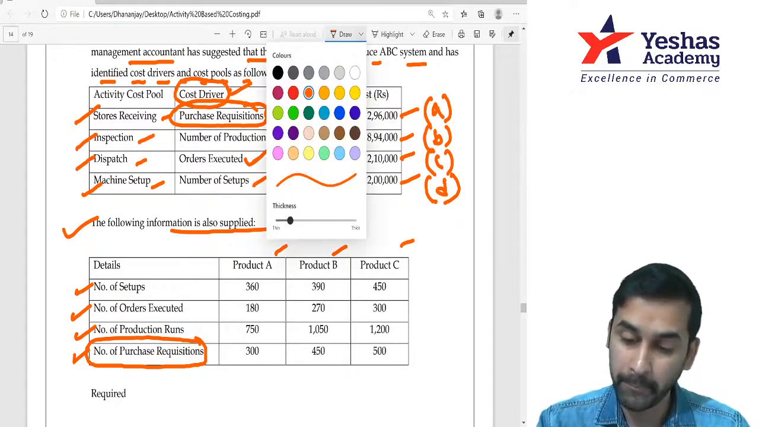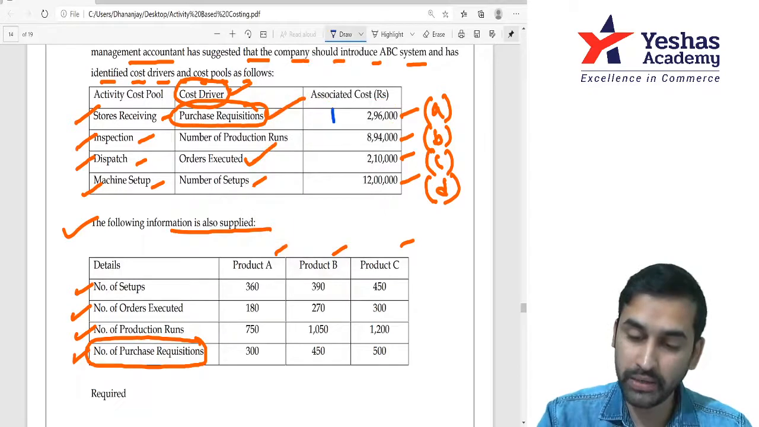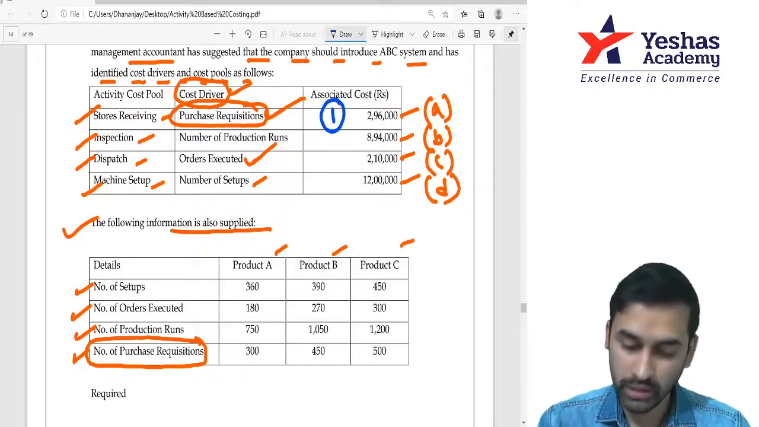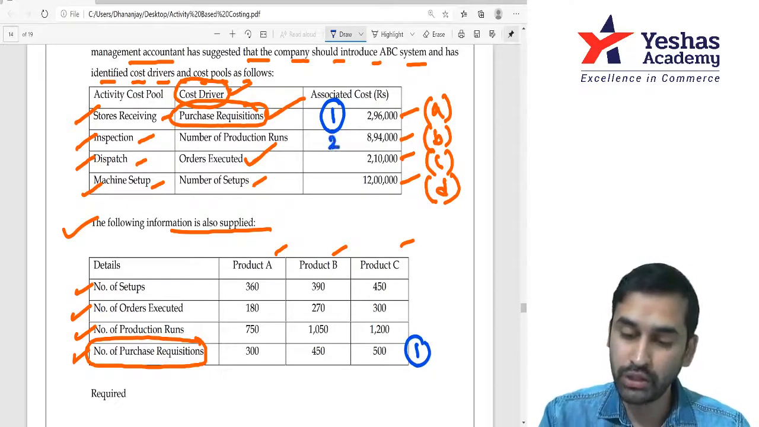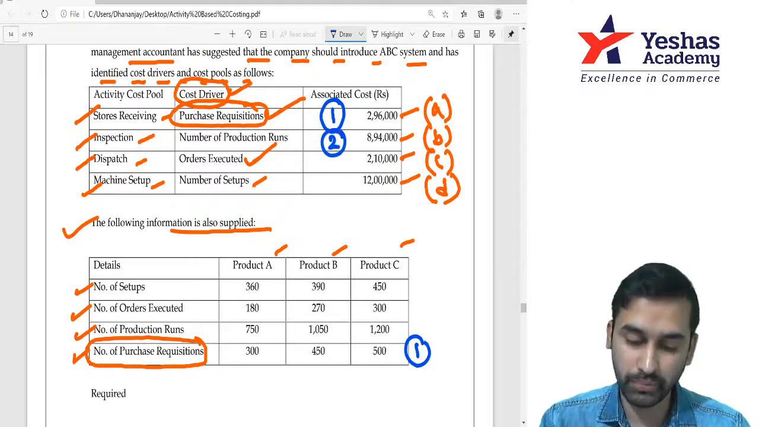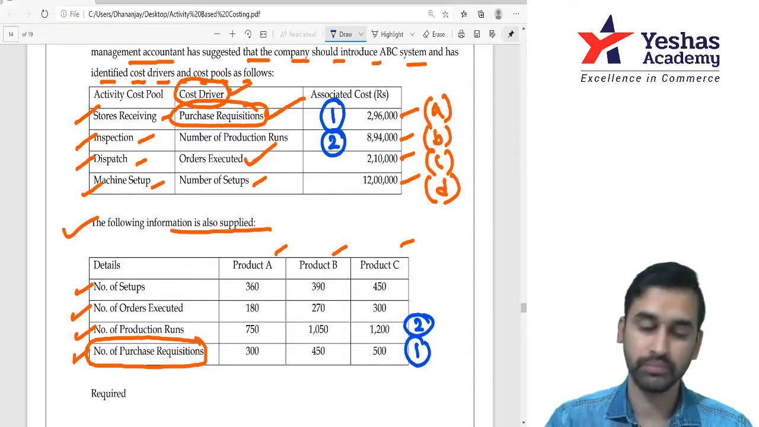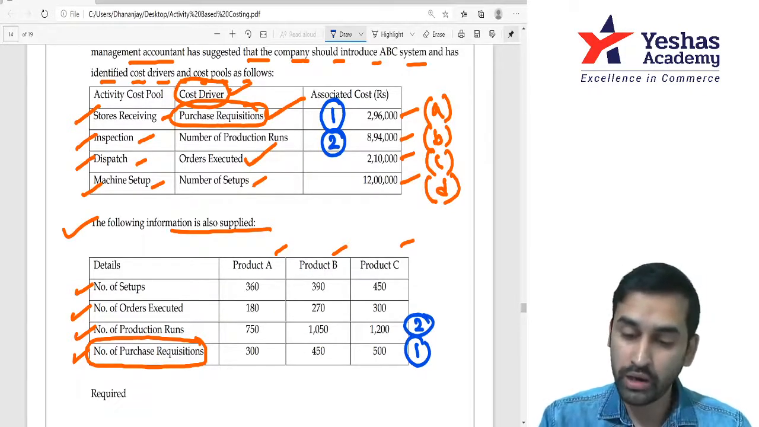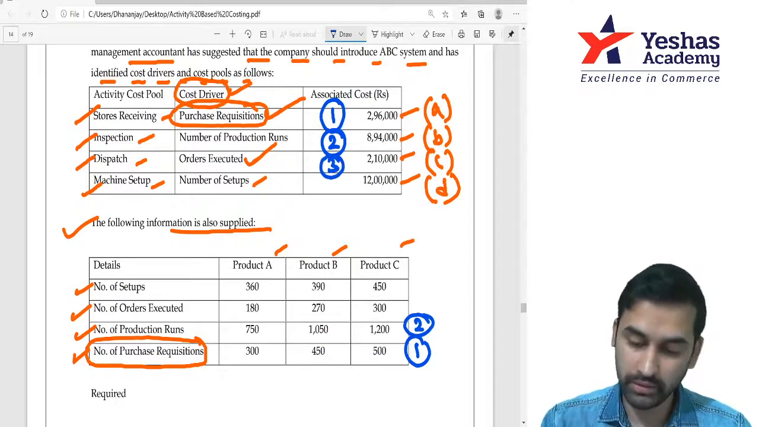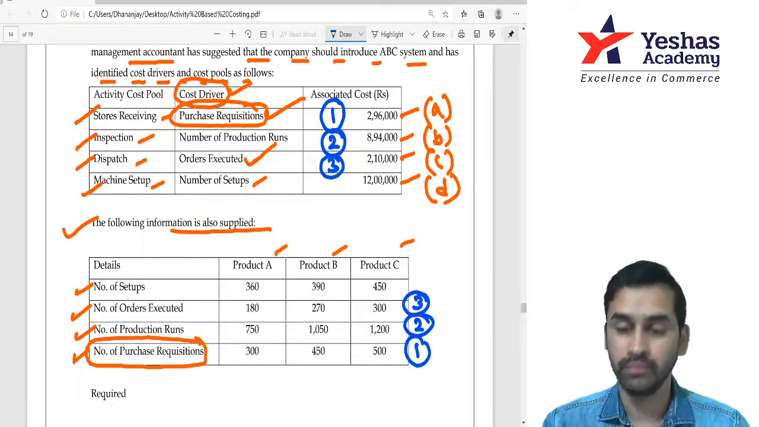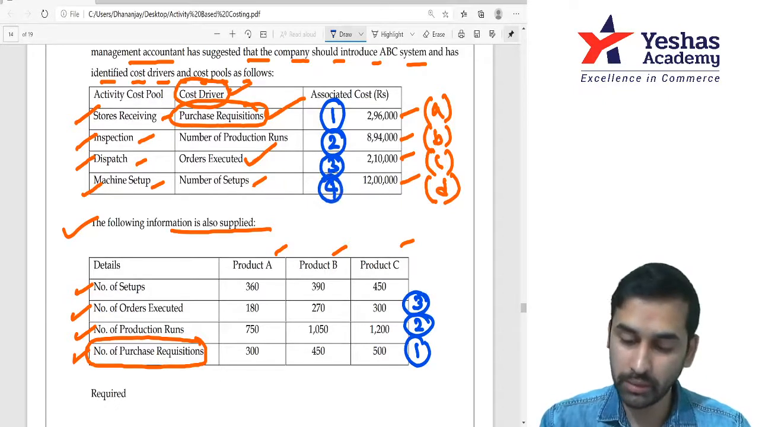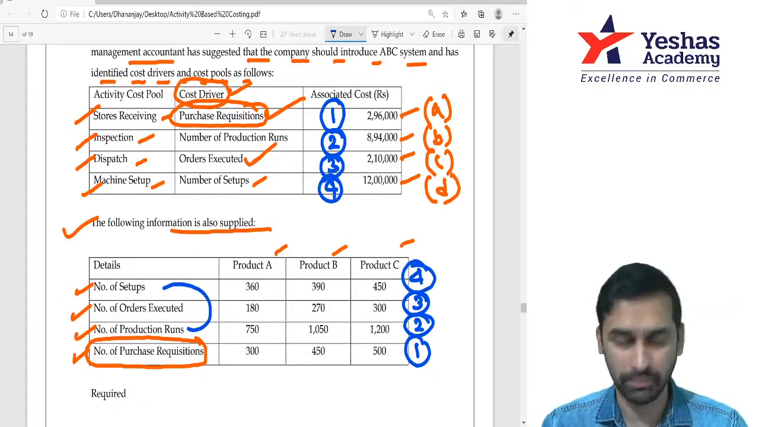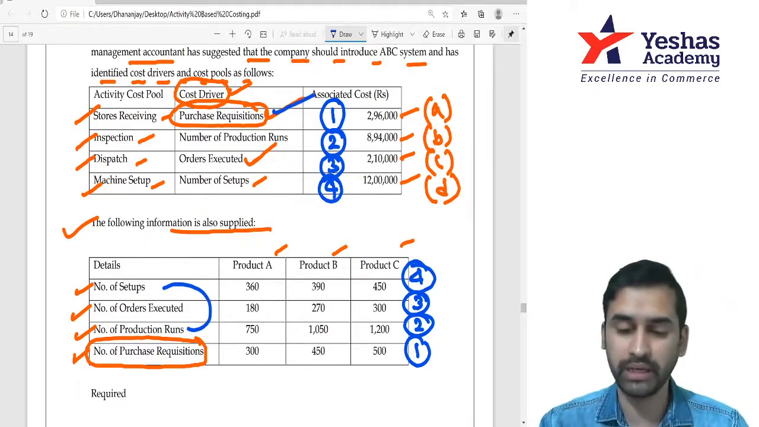Listen to me. This is your first overhead: stores, receiving. This is your first denominator. Correct. Second, production runs. For that, the number of production runs is given here. Orders executed, number 3. Then number of setups. Normally production run and setup will be one and the same, but in this question, if they have given setup separately and production run separately, you take it separately.